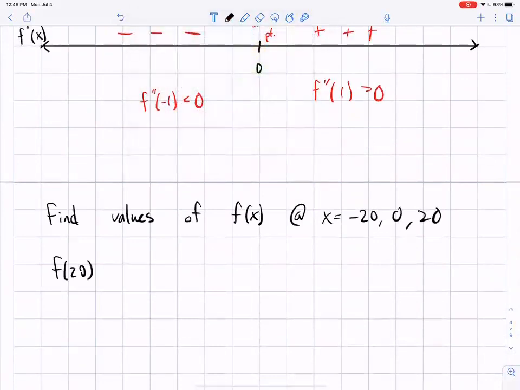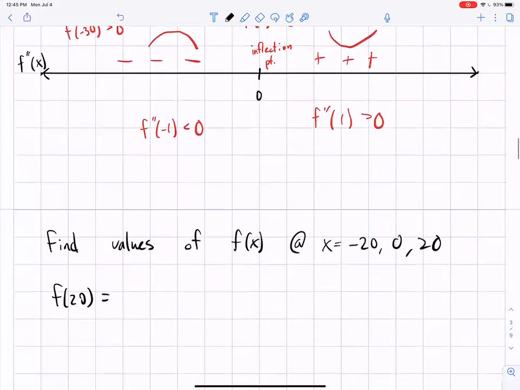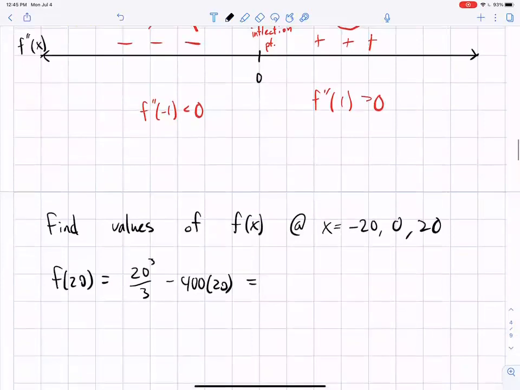So what is f of 20? You plug in 20 into here, and you get 20 cubed over 3 minus 400 times 20. Oh, I have no idea what that is. Let's see. It's going to be 20 times 400 over 3 minus 400, so it's going to be a big negative number. 800 thirds, so it's 1600 thirds, maybe 16,000 thirds?